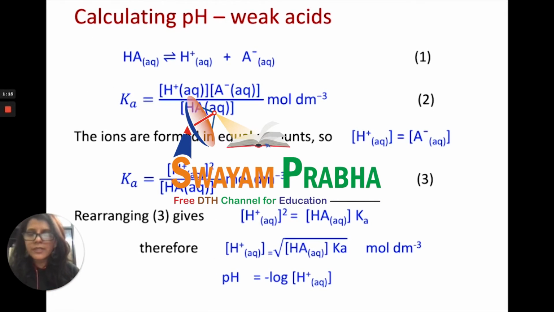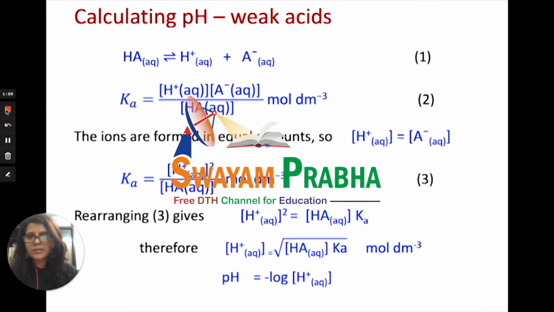Now, just for recalling, how did we calculate the pH of the weak acid? You have a weak acid, H+ and A- getting formed from HA. So Ka is equal to [H+][A-] upon [HA]. Because the ions are formed in equal amount, [H+] is equal to [A-]. So you can just substitute [H+] for [A-] and you get Ka is equal to [H+]² upon [HA]. Now, if you were to rearrange it, you will get [H+]² is equal to [HA] into Ka, and [H+] will therefore be equal to under root [HA] Ka, which is what we had derived. Therefore, pH can be calculated as equal to minus log of [H+].